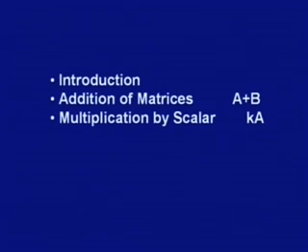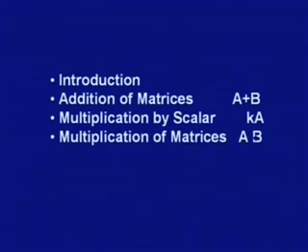Then multiplication of two matrices has been defined, and we have discussed that matrix multiplication is not commutative. We have discussed the associative property and distributive property of matrices. We have introduced how we multiply a matrix by itself and what is the meaning of A square. I have given A raised to power p.